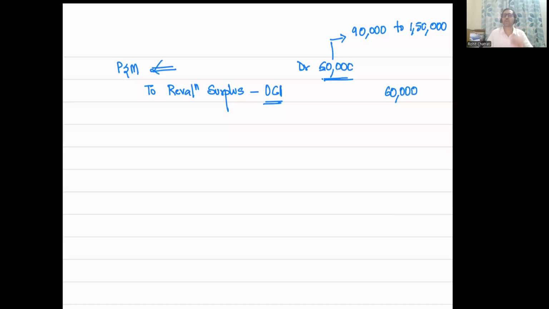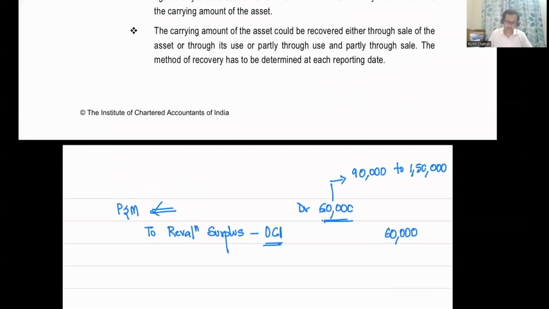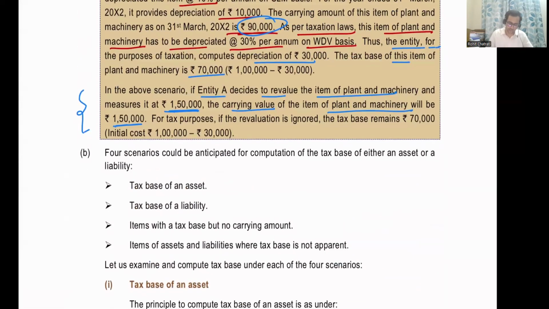The tax base will continue to be 70,000 rupees only at the end of year one. So over here, before revaluation and after revaluation, the carrying amount has changed, but the tax base has not undergone a change, which is what the question has mentioned. For tax purposes, if the revaluation is ignored, the tax base continues to remain 70,000, which is basically your initial cost of 1 lakh less 30,000, which is equal to 70,000. It is basically your WDV based on the historical cost.